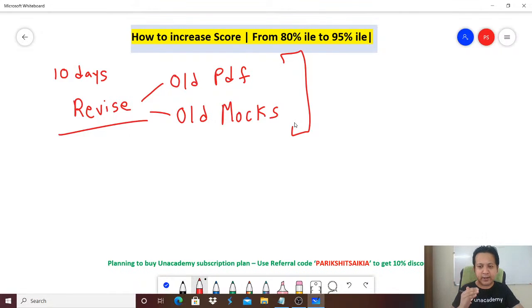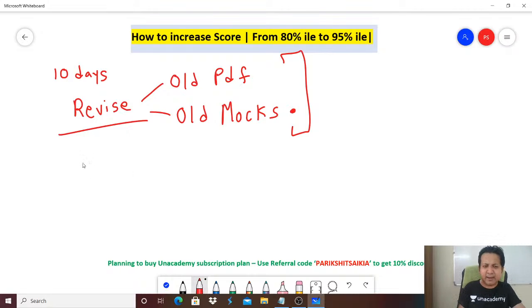There is no point writing a new mock when just 7 or 8 days are remaining and then lowering your confidence. Just revise, probably something you have done in the months of June, July. You don't even remember the mock questions. It is high time that you revise. There is no point starting something new unless you have actually remembered and revised what you have already studied. Got it?